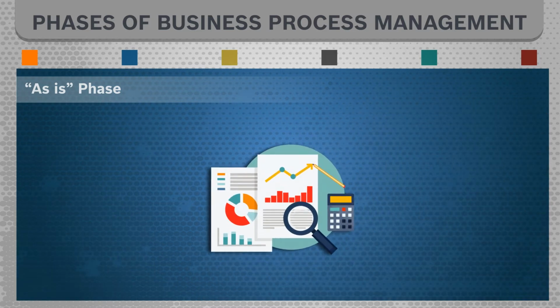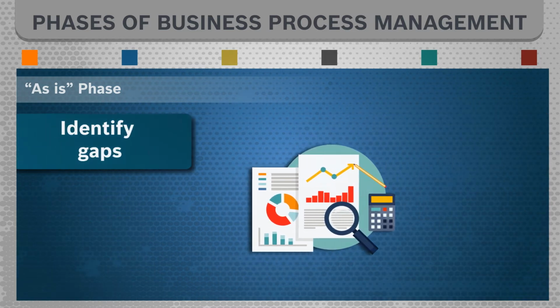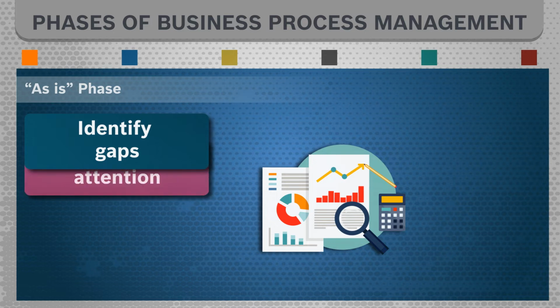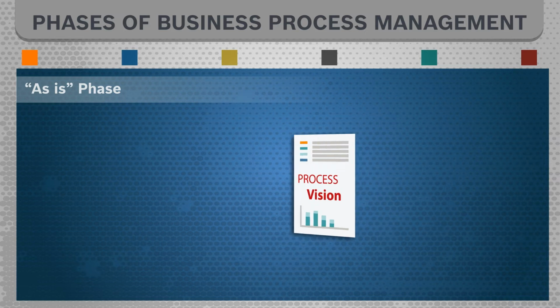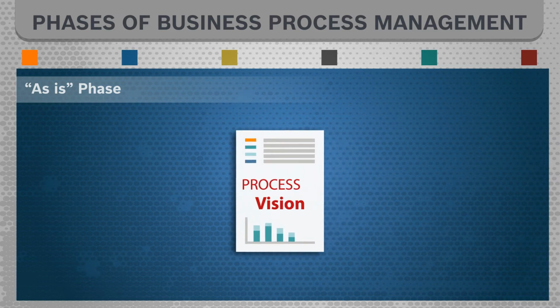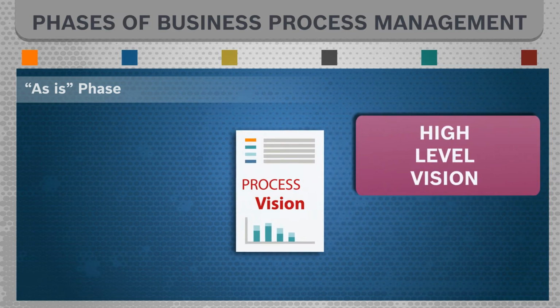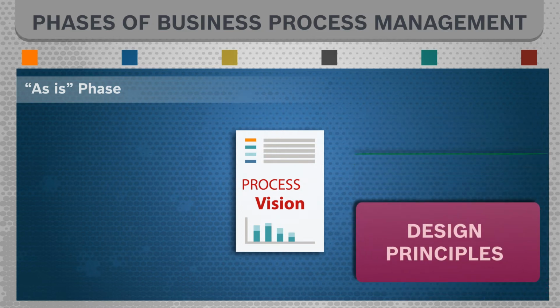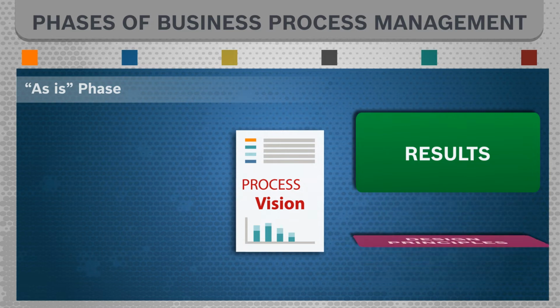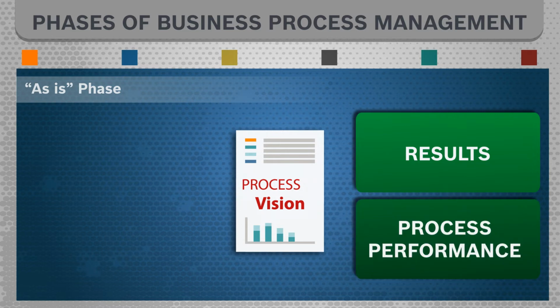Subsequently, you analyze process performance results to identify the gaps and note them for future attention and improvement. And lastly, determine the process vision. During this step, a high-level vision and/or design principles need to be determined based on the results of the analysis of the process performance that was done.